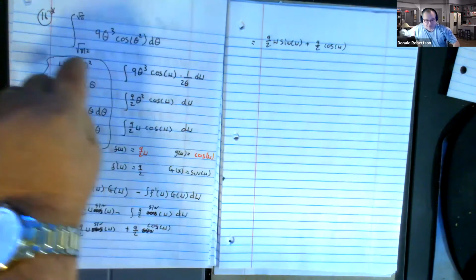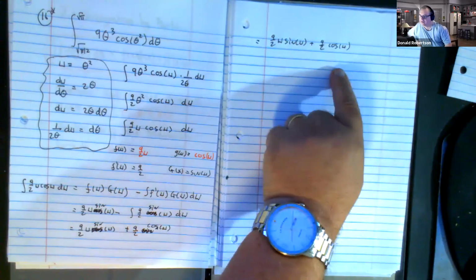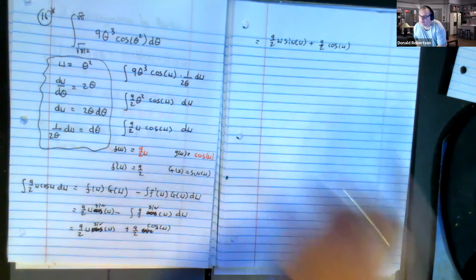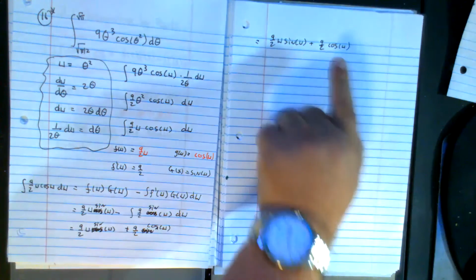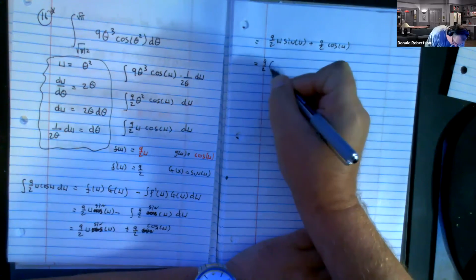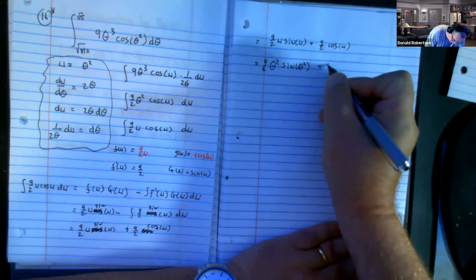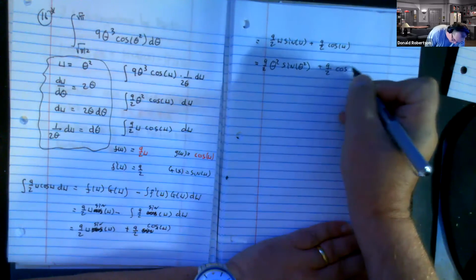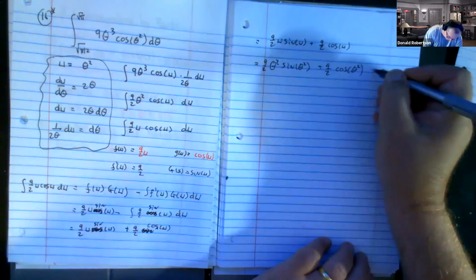If there was no limits of integration, in fact, even if there was limits of integration, this is not the finish, is it? I don't leave the answer in terms of u, do I? What should I do? Plug in theta squared for every u. That's where we're going now. And if there wasn't any limit of integration, there'd be a plus c here.